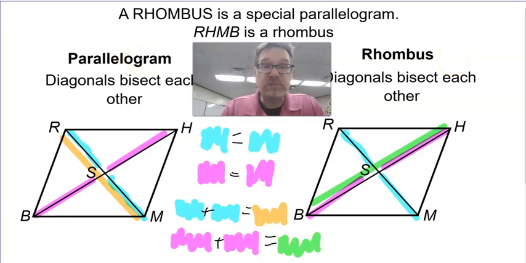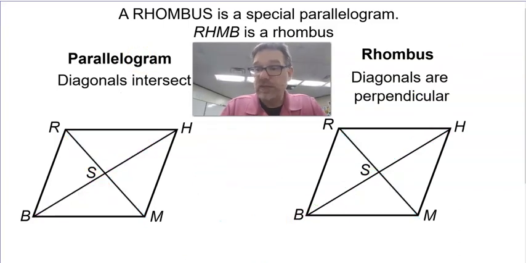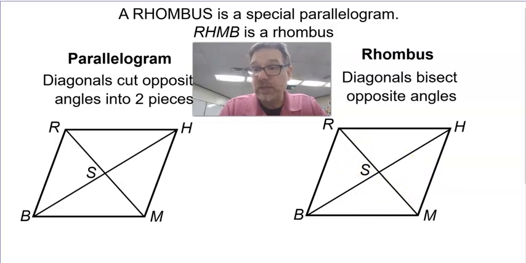Same property for both. Now a rhombus adds a couple other rules for my diagonals. My diagonals intersect here, but in a rhombus, the diagonals are perpendicular to each other. Each of these angles in a rhombus is going to be 90 degrees. So they're perpendicular, so all four angles in the middle are 90.